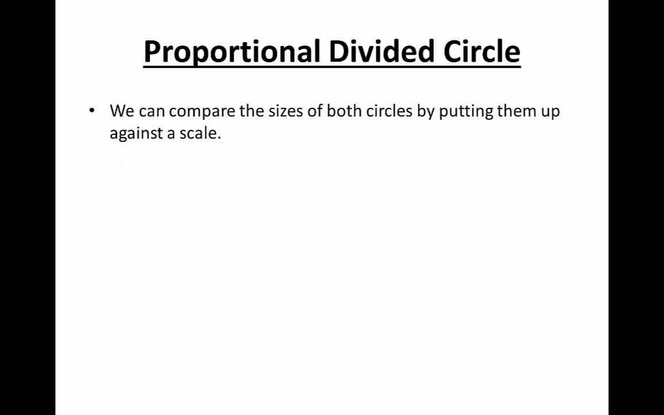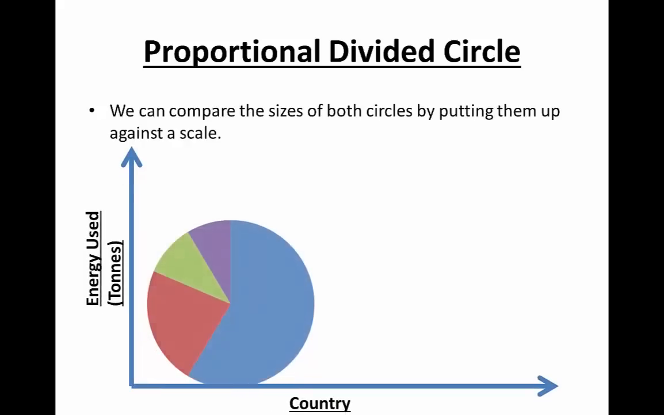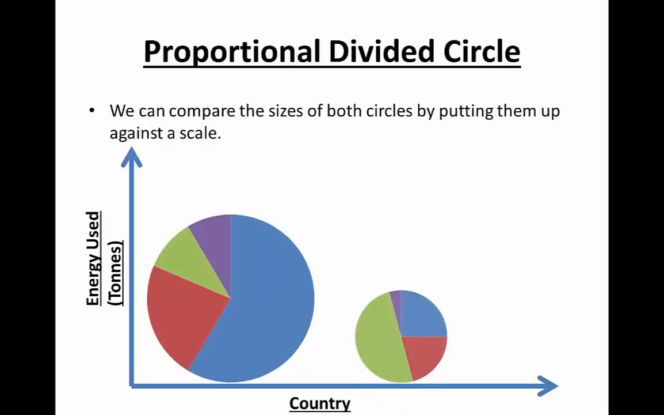We can compare the sizes of them by putting them up against a scale. So you may have a graph where you're going to have to plot the country and the energy used in tons. We can put Norway here and put Poland right next to it, and then compare its size, and we can see its energy used in tons just by the size of what it really is.